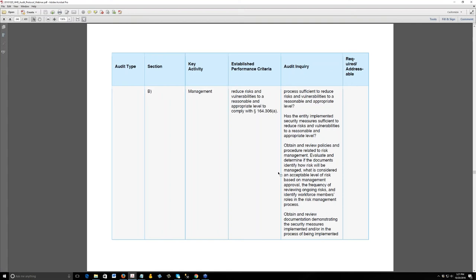And that's why we say these first two implementation specifications of the security rule almost swallow the entire rule, like 95%. This is your program right here in its entirety. And you better have one in place. You better be able to talk about your methodology. If I'm an auditor, this is the kind of question you can expect: talk to me about your risk management methodology.